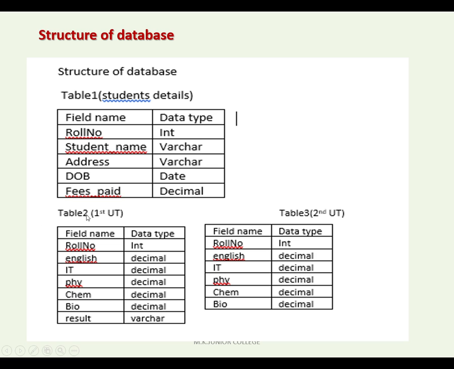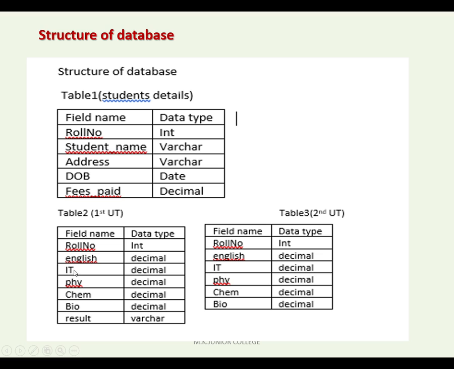Next is table 2, in which you have to add the information of the first unit test. Again you first have to consider how many fields you are going to add in table 2. So just go on writing all the fields and you have to mention the data types for those fields. So roll number will be int. For the marks you are entering for English, you may get decimal values, so here I declared decimal. IT is one of the subjects, maybe its data type is decimal, and so on.